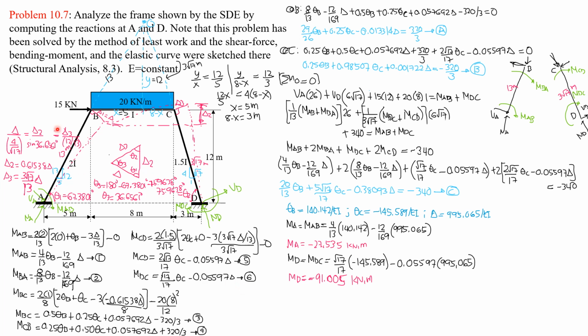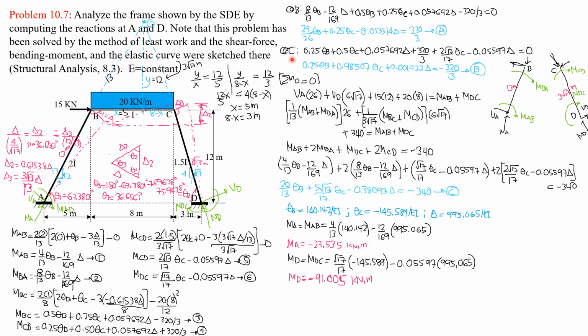We then apply equilibrium at B. MBA plus MBC equals 0. MBA is 8 over 13 theta B minus 12 over 169 delta. MBC is 0.5 theta B plus 0.25 theta C plus 0.057692 delta minus 320 over 3, that's MBC, equals 0. Combining like terms and simplifying, we have 29 over 26 theta B plus 0.25 theta C minus 0.013314 delta equals 320 over 3. Call that equation A.